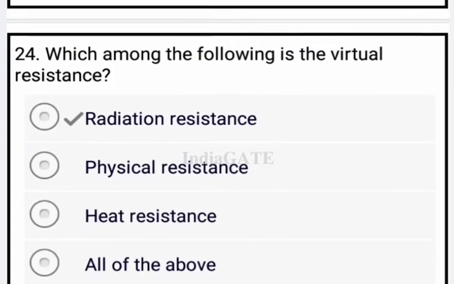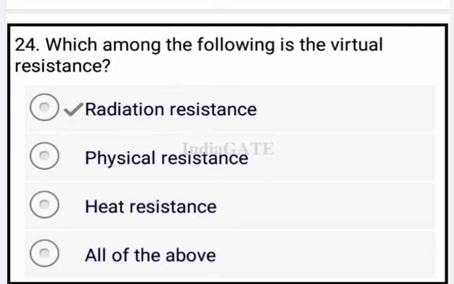Next question. Which of the following is the virtual resistance? The correct answer is radiation resistance, which is your virtual resistance. Next question.